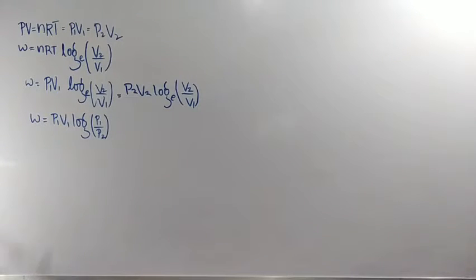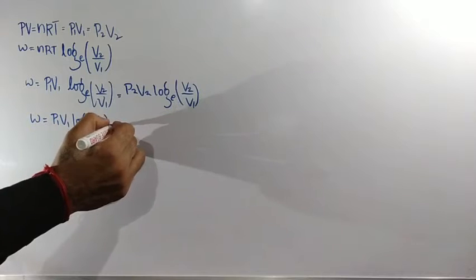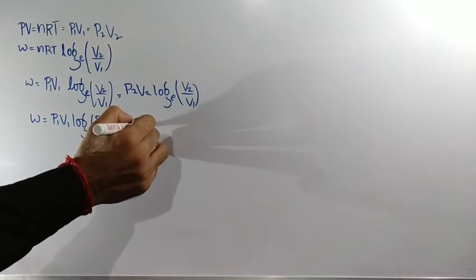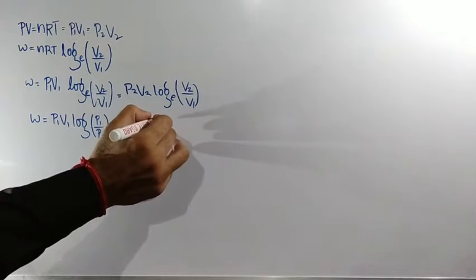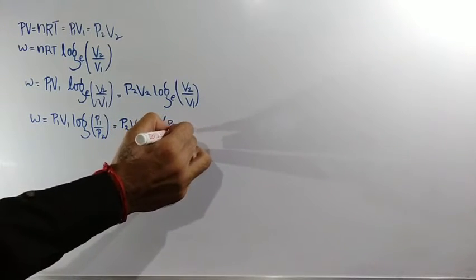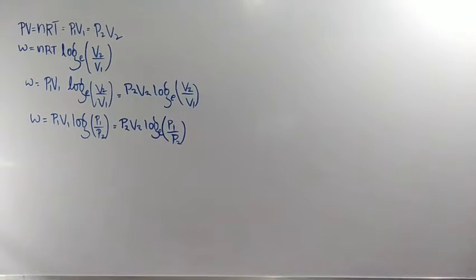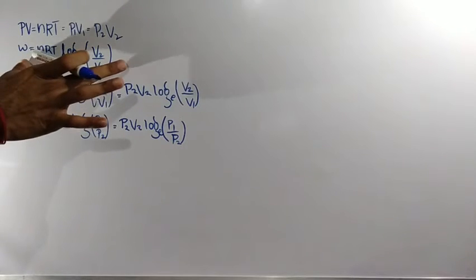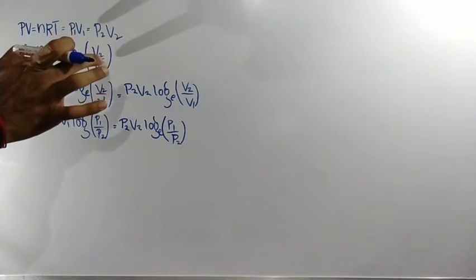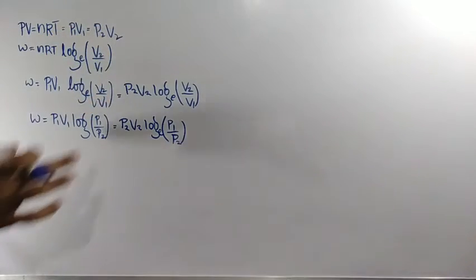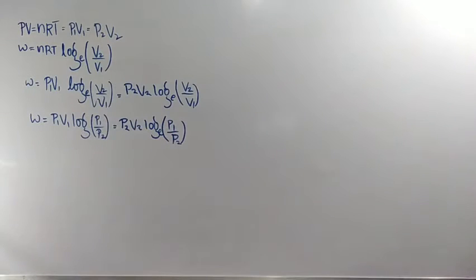Clear? Or this term, how can we rearrange it now? P2 V2 log P1 by P2 to the base e. Clear? So totally how many equations did we get? 6 terms. One is the general term. One more is just changing V2 by V1 to P1 by P2. Second equation, third, 4, 5, 6th one. Clear? So remember only one. You can write all the remaining 5. Don't worry about that. Clear?